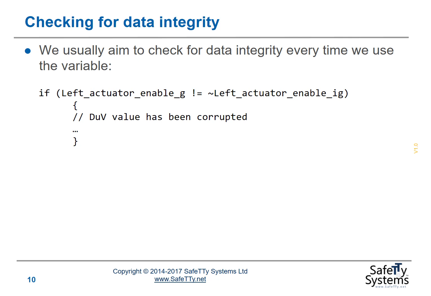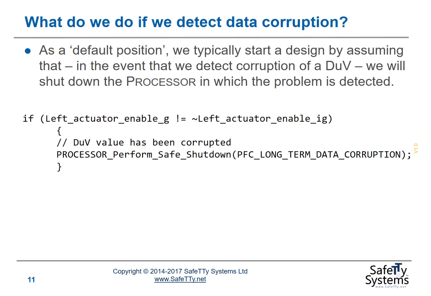We usually aim to check the integrity of duplicated variables every time we use the variable. So here's a simple example. Before we use left actuator enable variable, we check that it is correctly matched to its inverted copy. If it's not matched, the duplicate value has been corrupted. So we aim to check the data integrity every time we use a duplicated variable.